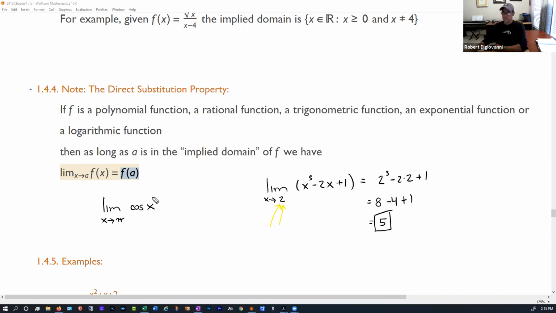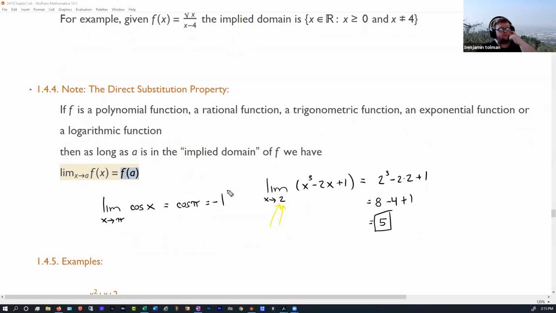The limit as x approaches pi of cosine of x should be equal to, well, is this a trig function? Okay, is pi in the domain of cosine? So can you plug pi into cosine? Yes. So my answer should just be cosine of pi. I don't have to do any work. That's -1, by the way. Cosine of pi is -1.